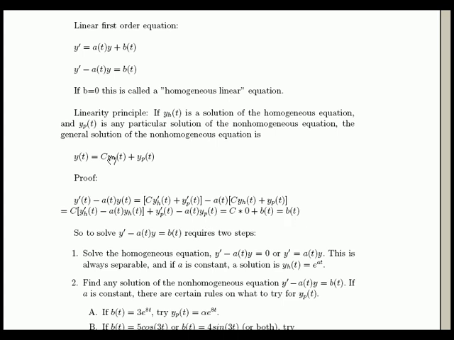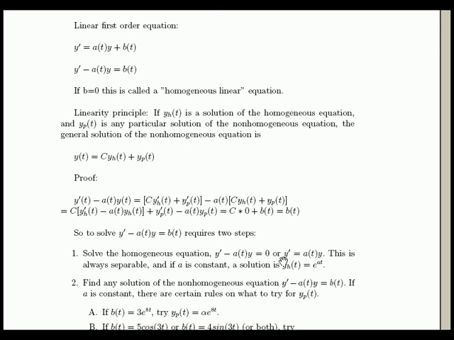But you need this term because you need an arbitrary constant. Just having a particular solution, you're not done. You need the general solution, and for that you just add an arbitrary multiple of the homogeneous solution. So there are 2 steps to finding the general solution. The first one is to solve the homogeneous equation, that is where b is 0.